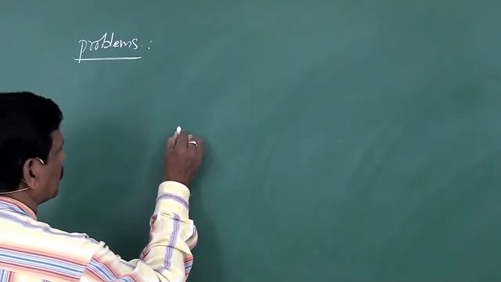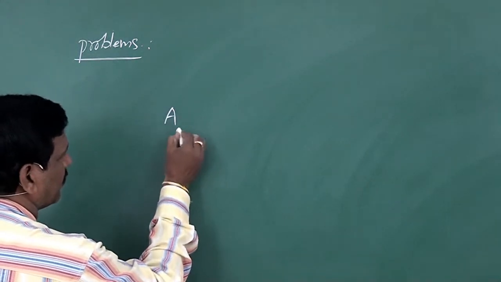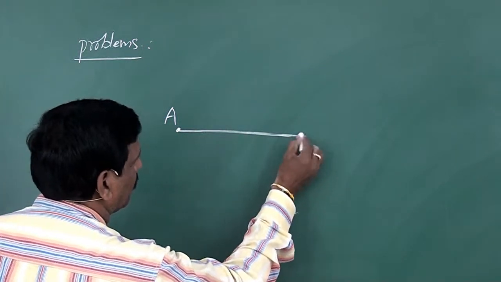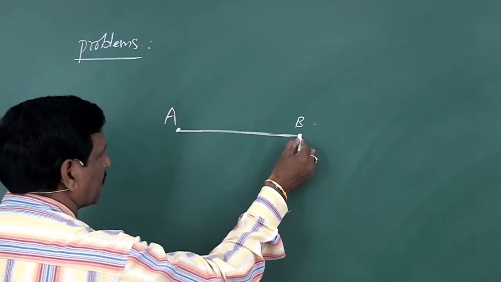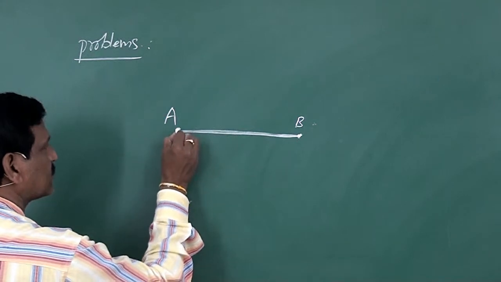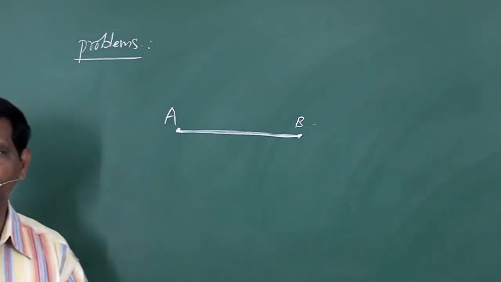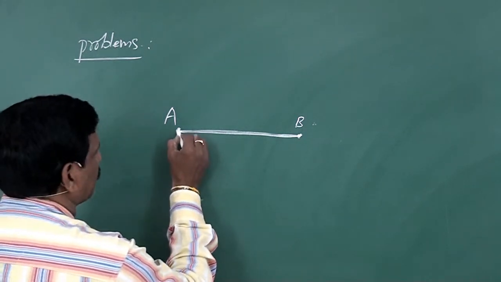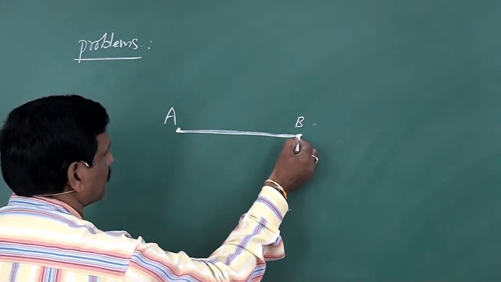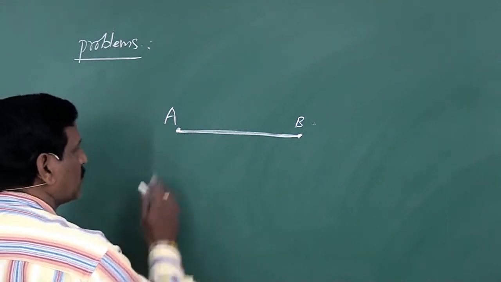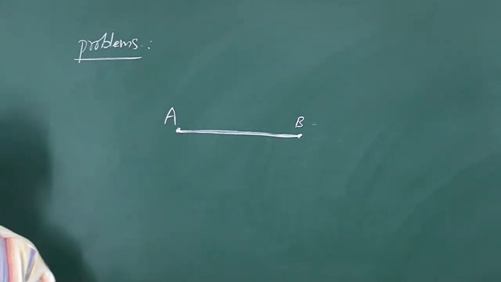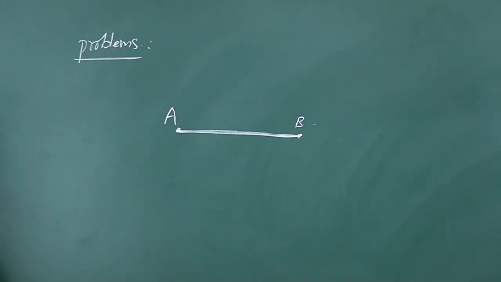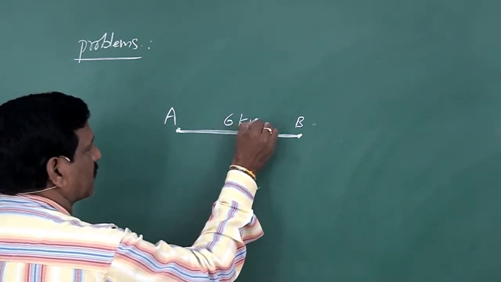Suppose the person starts here, goes to B, and again comes back to the same point. This is a round trip. In general, a round trip means coming to the same point after some time. So the person travels from A to B, then again from B to A. Here we have to calculate distance and displacement. It is 6 km, this is 6 km.